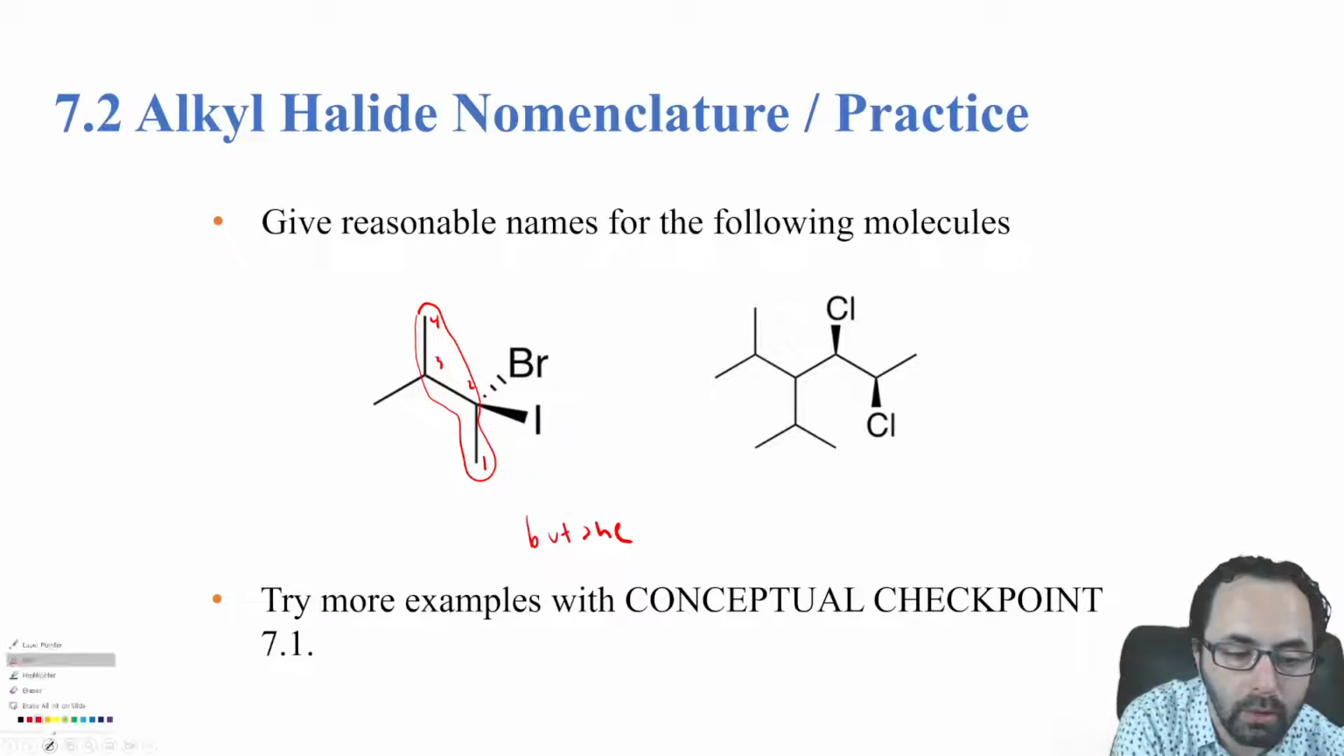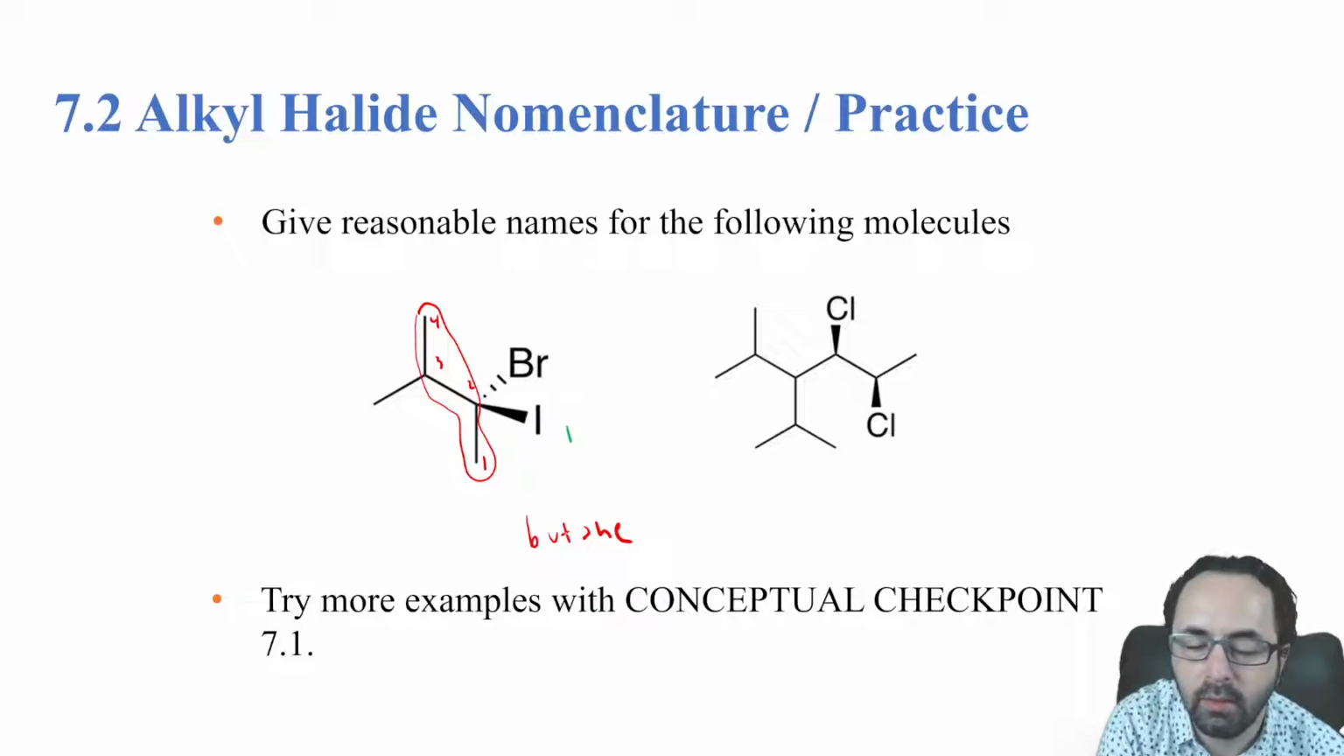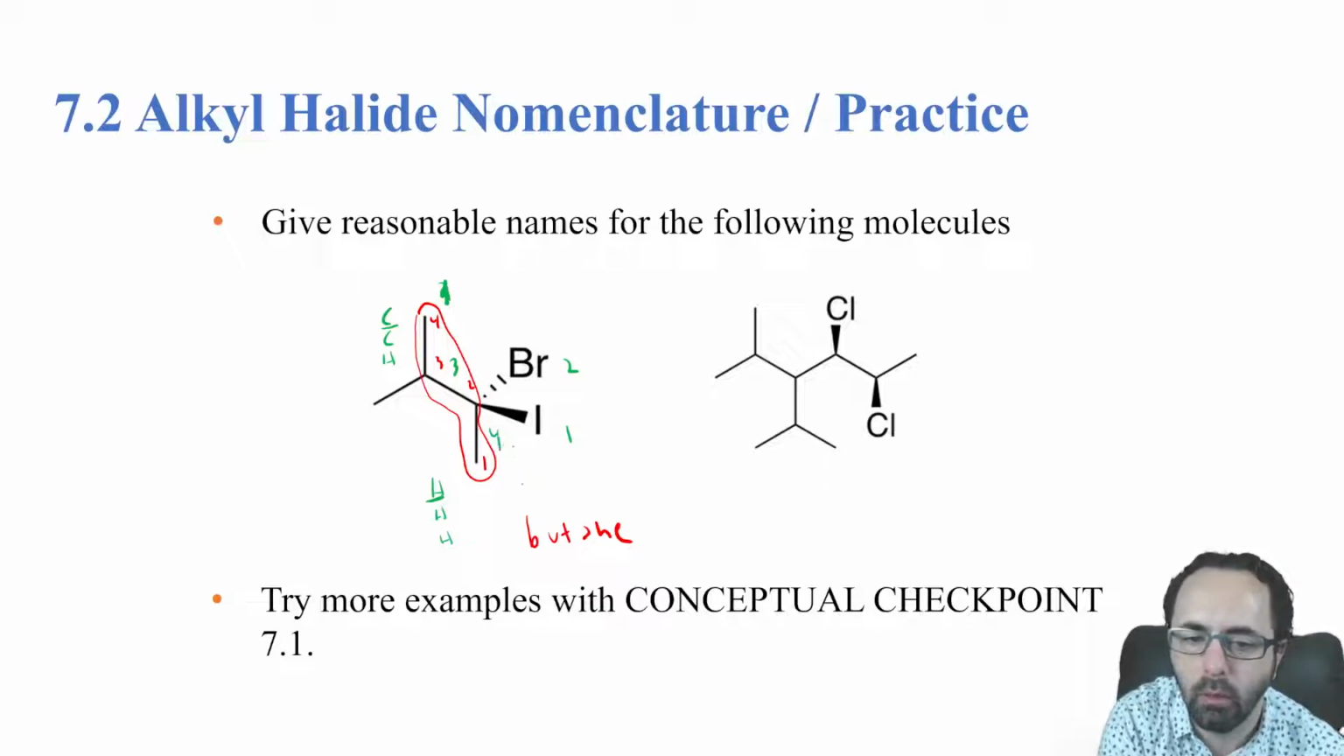In terms of priorities, the iodine will have the highest priority, having the highest atomic number. Bromine will be second. And then this carbon here is attached to 2 other carbons, so it's CCH. And this carbon here is attached to 3 hydrogens. So the carbon beats the hydrogen. And so this is going to be number 3 in this direction, and this one will be 4.